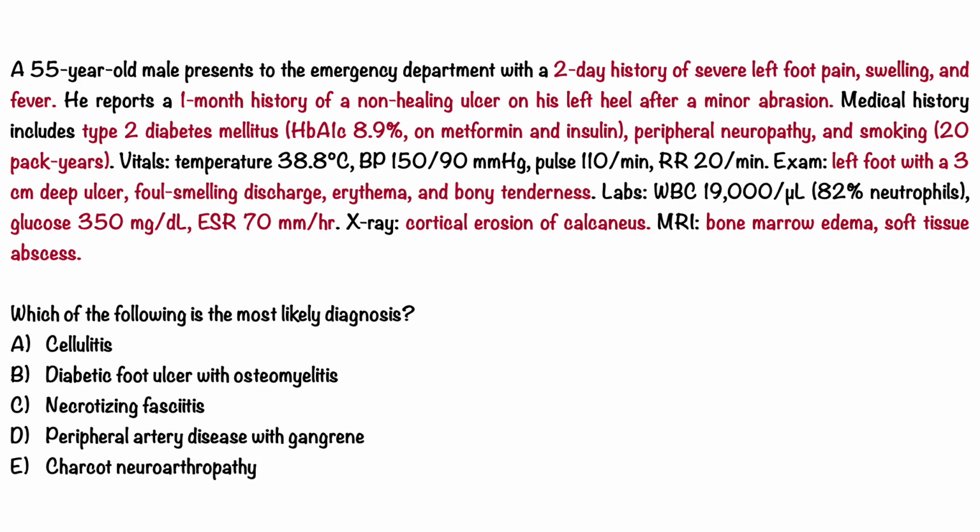So which of the following is the most likely diagnosis? Cellulitis, diabetic foot ulcer with osteomyelitis, necrotizing fasciitis, peripheral artery disease with gangrene, and Charcot neuroarthropathy. So even if we can diagnose until now, we will debunk each of these options first, so that we know the details in each of these options too.